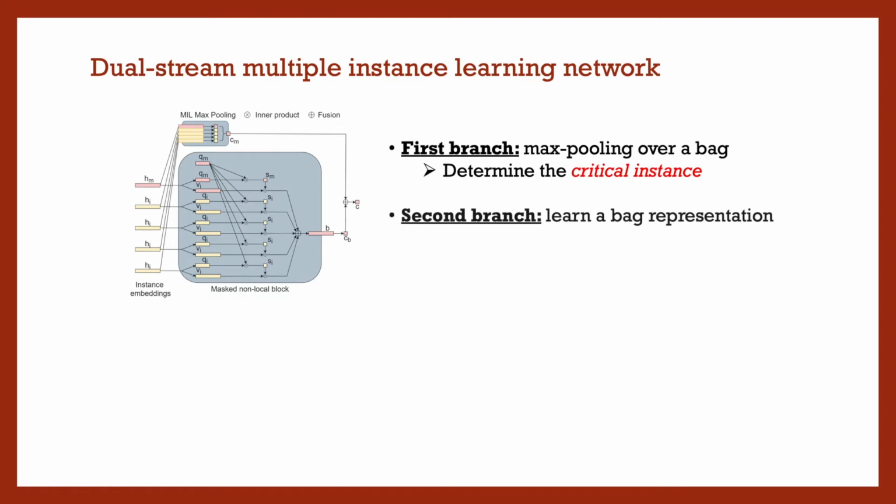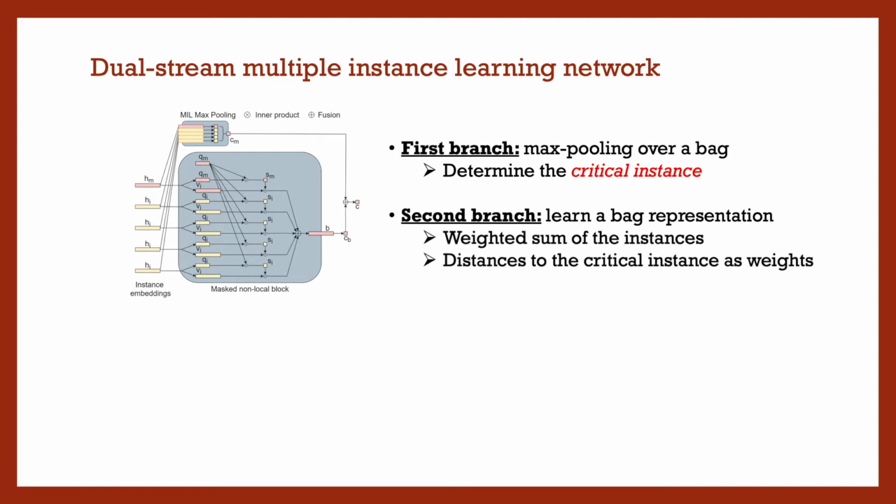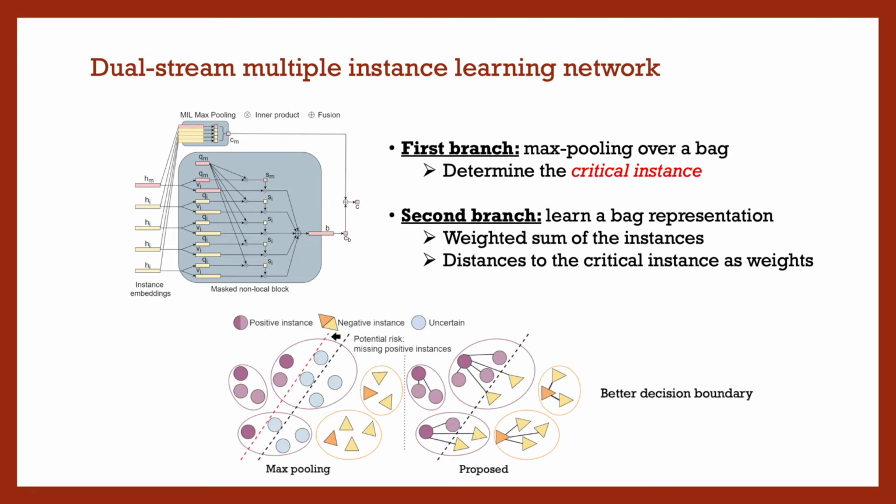The second branch learns a bag representation, which is a weighted sum of the instances, where the weights are determined by the distance between the instances to the critical instance. The two branches together form a masked non-local block where the attentions are computed only between the critical instance to all instances. Using the similarity to the critical instance as regularization, our method can therefore lead to better decision boundary than conventional operators such as max pooling.